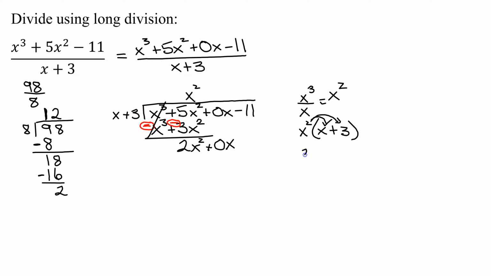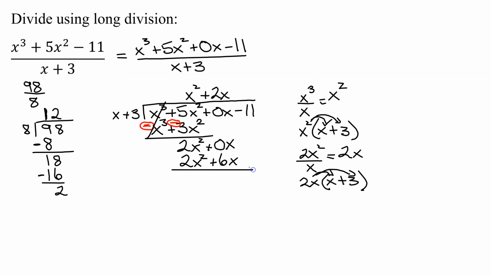Leading term, 2x squared, divided by this leading term, which is x. So 2x squared divided by x is 2x. So I'm going to do plus 2x up in the quotient. And then I'm going to multiply 2x by my divisor of x plus 3. And I get 2x times x is 2x squared. 2x times 3 is plus 6x. Now change the signs and add.